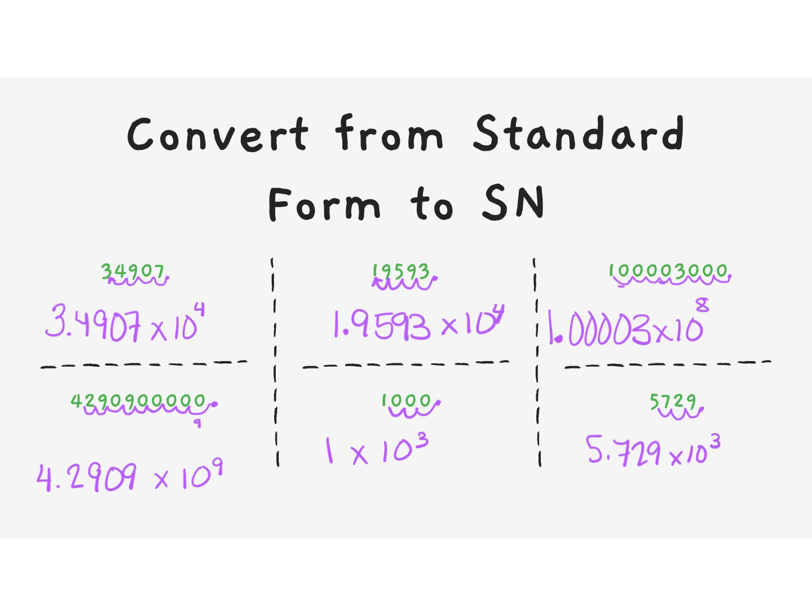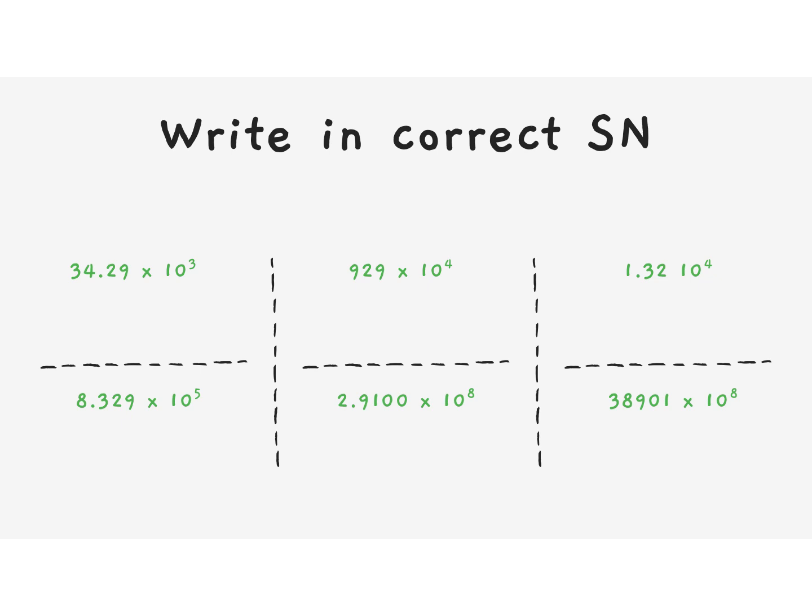Hope you did well. All right, so we're going to take a look at these numbers, and we're going to see if they're written in correct scientific notation. Let's take a look at our first one. Our decimal right here is not after the very first non-zero number. So we are going to have to move that one more place. So we're going to be adding 1 to the exponent. Our correct number would be 3.429 times 10 to the power of 4.